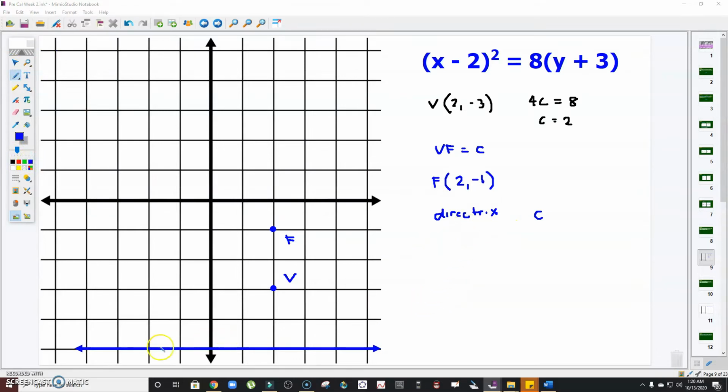So that is horizontal. Alright? Horizontal. So that's 1, 2, 3, 4, 5. So that's y equals negative 5. Again, this is the answer for letter A. This is the answer for letter B. This is the answer for the directrix.